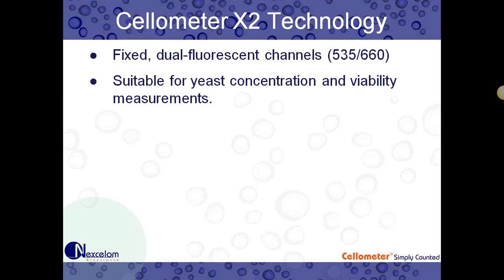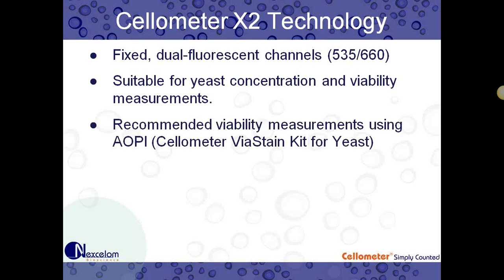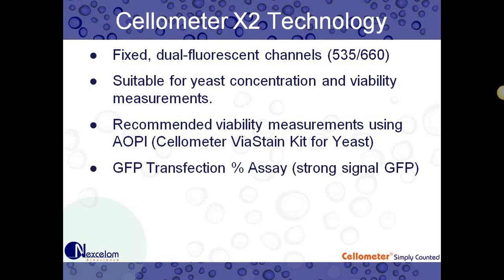Both the X1, X2, and X4 are suitable for yeast concentration and viability measurements, and those can be achieved a couple different ways, and I have a slide at the end that we'll review. The recommended viability measurements are performed using AOPI, which is a nuclear dye. As you all know, yeast have a nucleus, and this can be performed using the Cellometer ViaStain kit for yeast. It's a very simple process, and again, we'll cover that in just a minute.